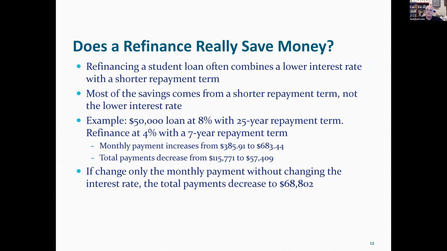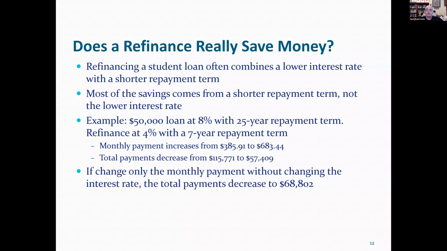And most of that monthly payment is going to be applied to the principal balance of the loan, not the interest. So in this particular example, if you have an 8% rate on a 25-year term and you refinance at a 4% rate with a 7-year repayment term, you're going to significantly increase the monthly payment from $386 a month to $683 a month, but your total payments will decrease from $116,000 to $57,000. And that's a huge drop, saving you more than $58,000 in interest over the life of the loan.